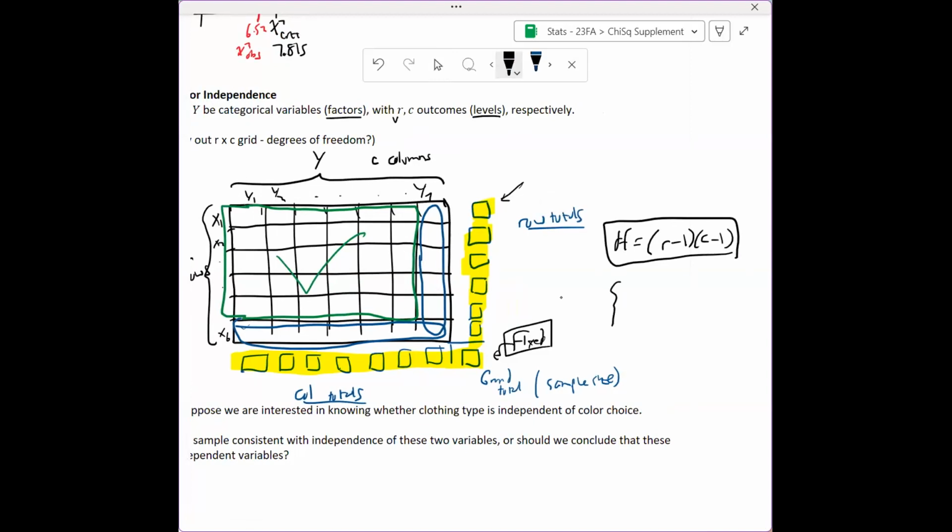And then what are my hypotheses? My null is that X and Y are independent. And my alternative is that X and Y are not independent, or that they are dependent.